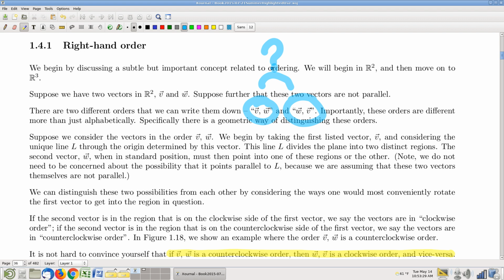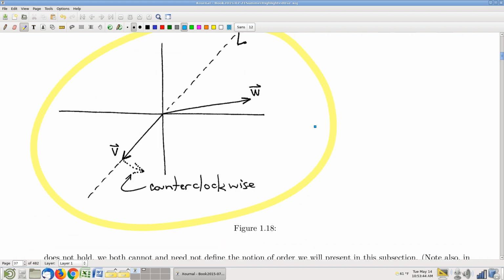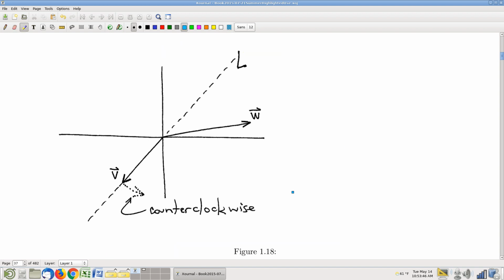What is a way of geometrically distinguishing between these two orders? There are different ways that you can do this, and I'm just going to cut straight to the one that's most interesting for what we're doing. Go to the following page here. Let's look at the first vector, whichever one is listed first. There's that vector. Look at the line defined by that first vector.